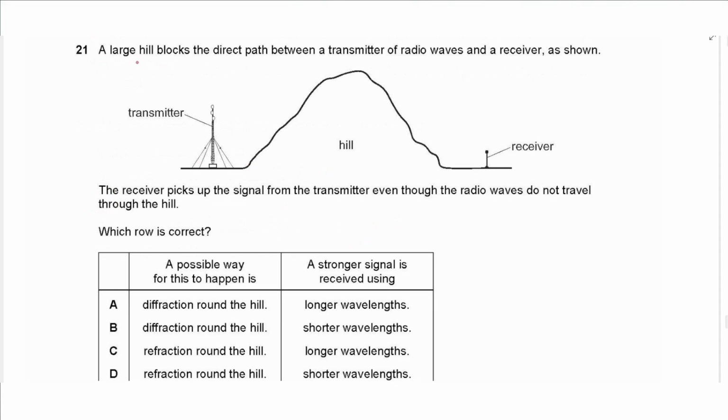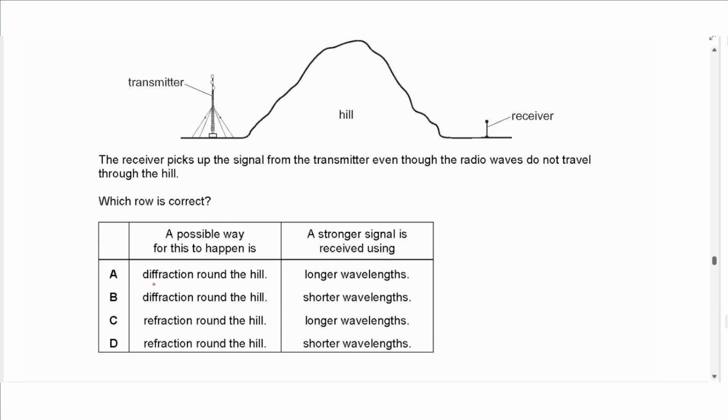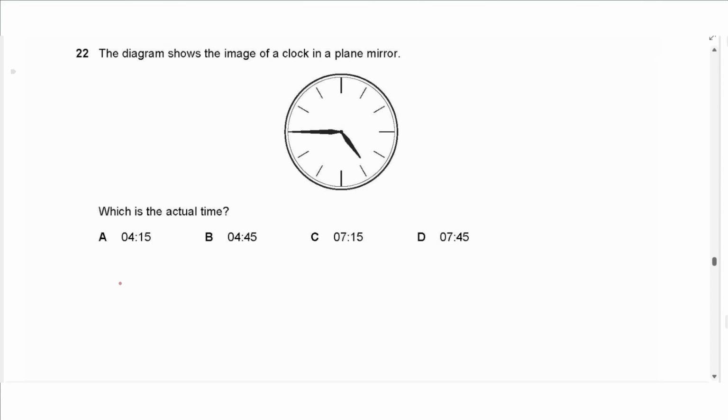Question 21 says a large hill blocks the direct path between a transmitter of radio waves and the receiver as shown. The receiver picks up the signal from the transmitter even though the radio waves do not travel through the hill. Which row is correct? So not traveling through the hill is not refraction. So refraction would be the change in the medium from air to the hill to air again to the receiver. So it is not talking about refraction. It is talking about diffraction around the hill. And diffraction happens the stronger when the wavelength is large compared to the gap. So longer wavelength, not shorter wavelength. So we choose A.